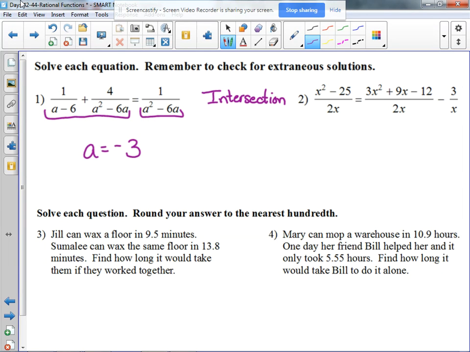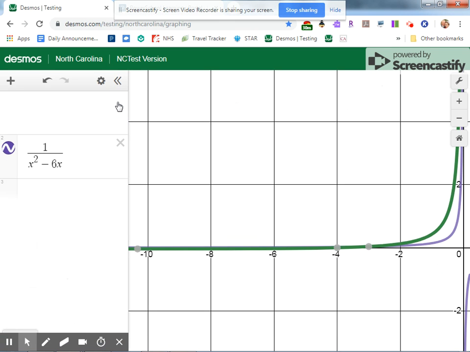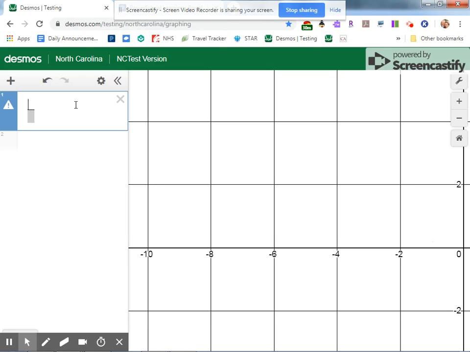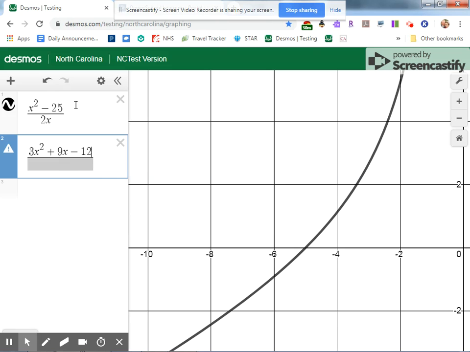I know that was a lot of explanation there, but there were just a couple of things I needed to clarify. If we do number 2, same thing. We plug one side in, we plug the other side into a separate line. So let me do that real quick. Remember, if you need a fraction, do the fraction bar first, so that way you don't have to worry about parentheses. X squared minus 25 over 2x, that's the left side. The right side, 3x squared plus 9x minus 12 over 2x, minus 3 over x.